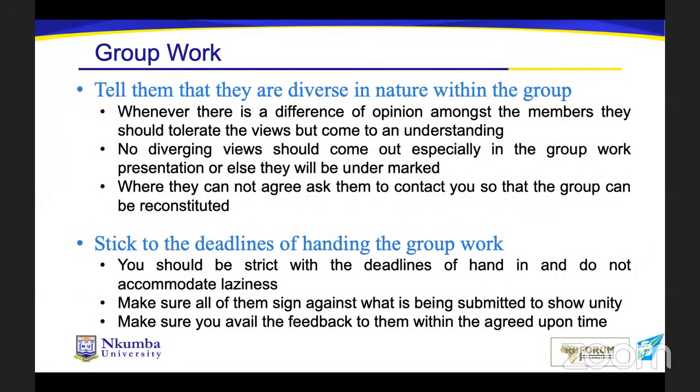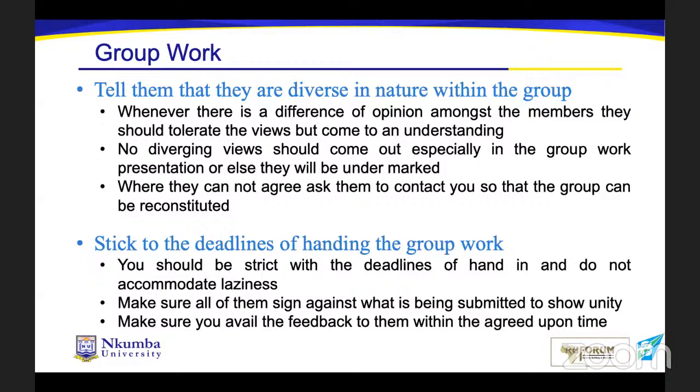You need to get them to understand that they are diverse in nature, and therefore their opinions will differ. But they need to be able to appreciate each other's opinions, and then at a particular point agree on what they are moving ahead with as a group. So they may not agree, but at a particular point, they need to move ahead and present something as a group. Always get them to understand that deadlines are deadlines.